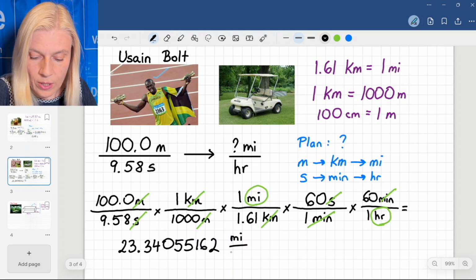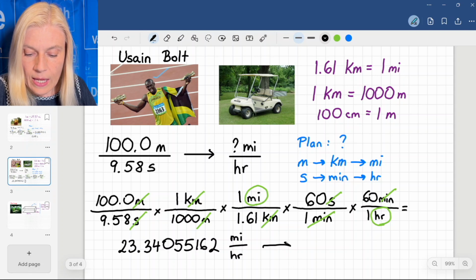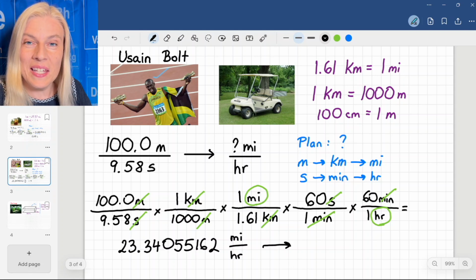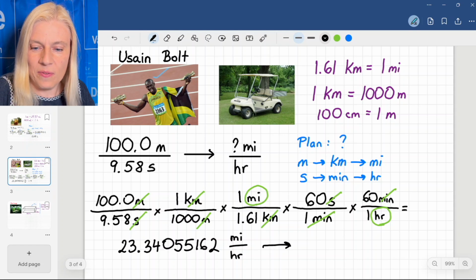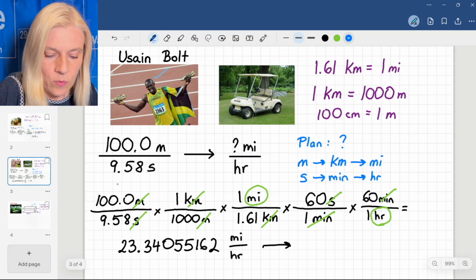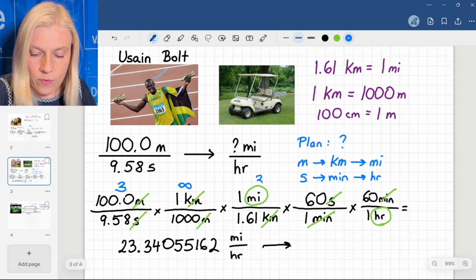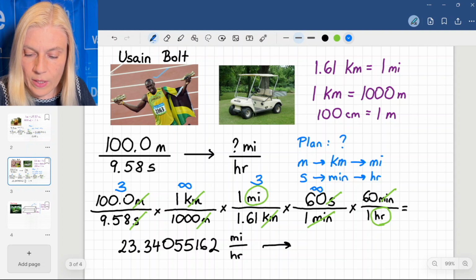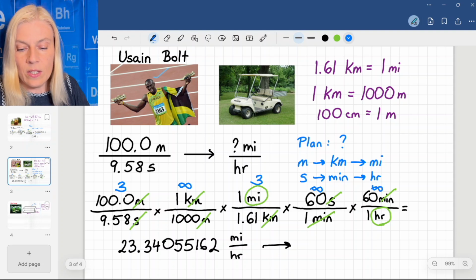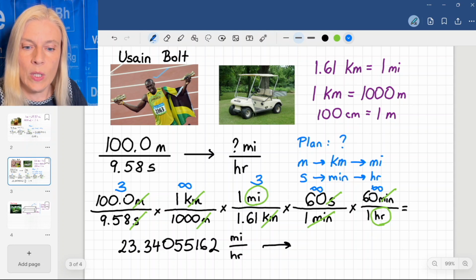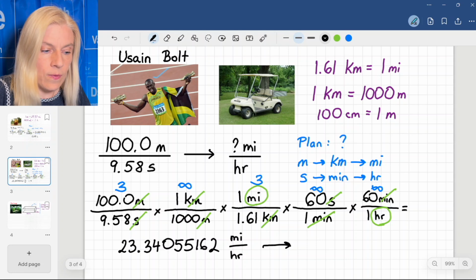Okay, so let's figure out how many correct sig figs our answer should have. This one, we have 100 meters. We can assume that it actually is 100.0 or 100.00, but 9.58, that's the estimated. So we have 3 sig figs here. The next one is a definition, infinite number of sig figs. Right here, we also have 3. This one, definition of time, infinite, and infinite right here. So the least number of sig figs is 3.